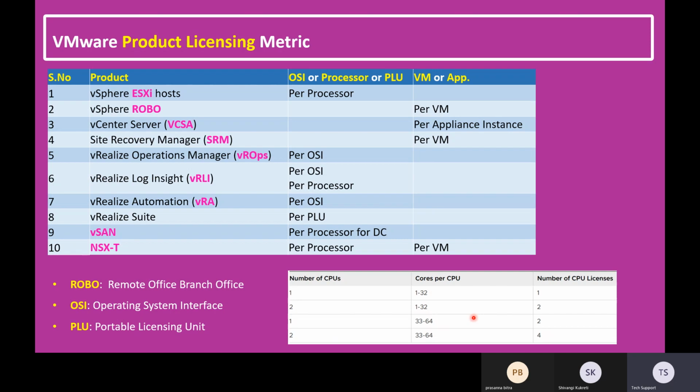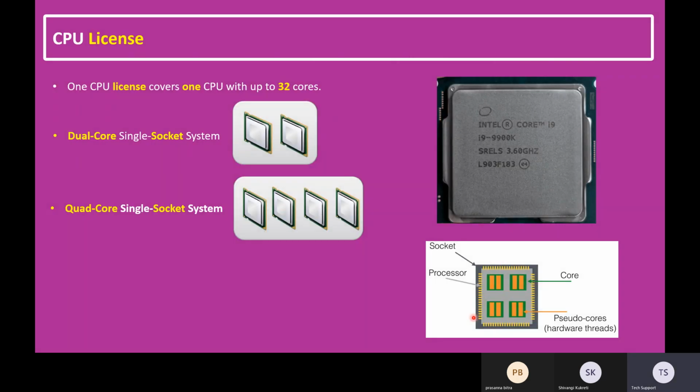What is the difference between CPU and core? We normally have dual core, quad core, octa core processors. Let's look at CPU license in some more detail. One CPU license covers one CPU with up to 32 cores. Okay, if you see this diagram, we have a single socket. This gray color icon is showing a single socket. Within the single socket system, we have a dual core.